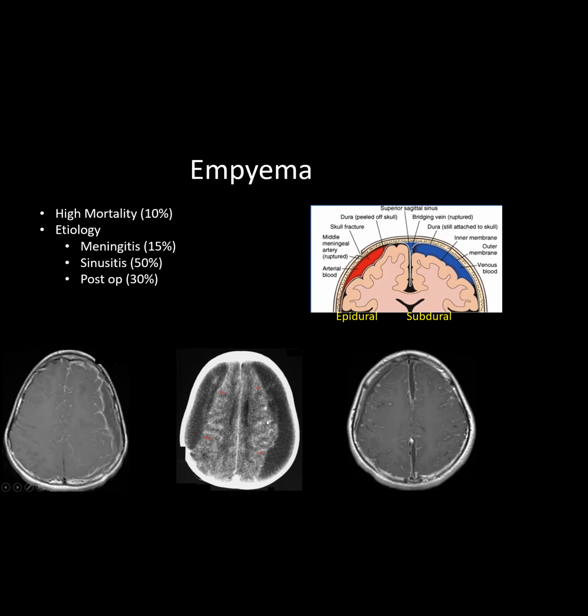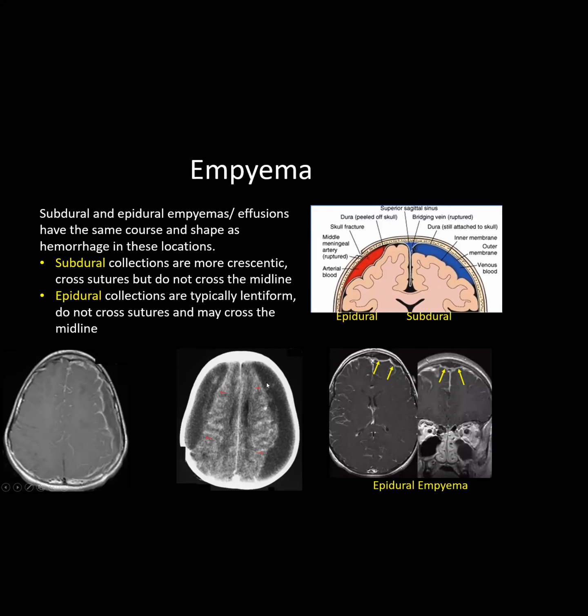Empyemas can be subdural or epidural, and the localization is the same as a hematoma in the subdural or epidural space. If it crosses sutures but not the midline, going along dural reflections, that would be a subdural empyema. If it can cross the midline but stops at sutures, that would be an epidural empyema. Causes include meningitis, sinusitis or mastoiditis, direct trauma, or surgery.